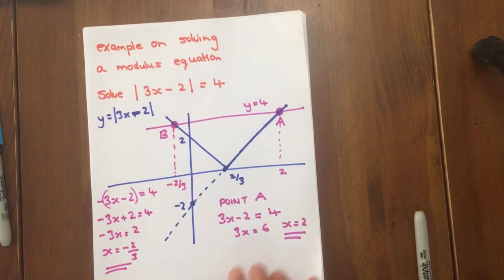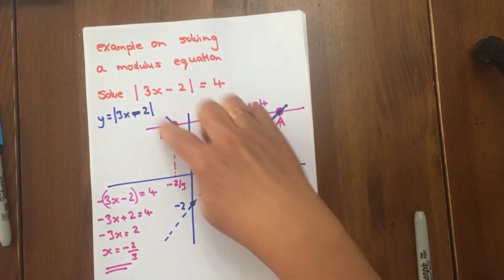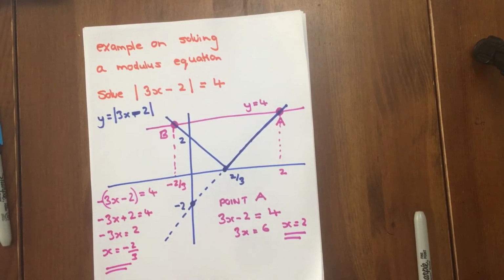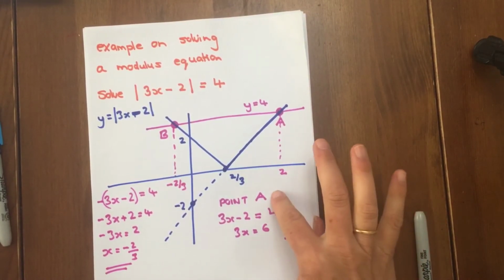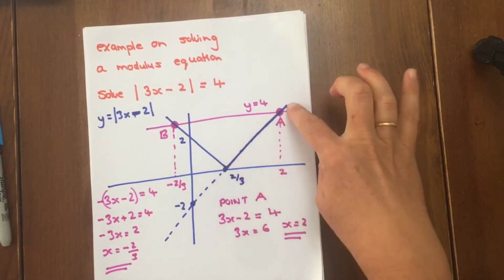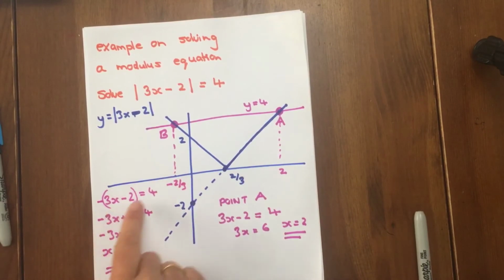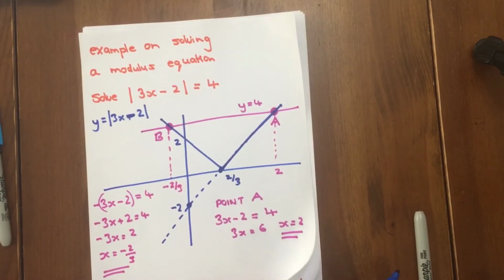So I have to sketch the graph first to make sure how many solutions there are. Sometimes there won't always be two solutions. At point A, I make the positive part of the graph equal 4, and at point B, I make the negativeness equal 4. Right, so let's look at another example.